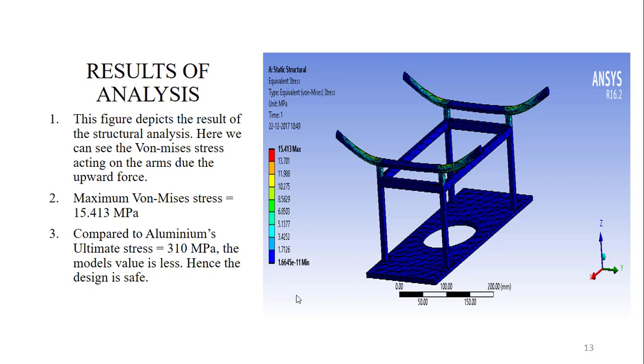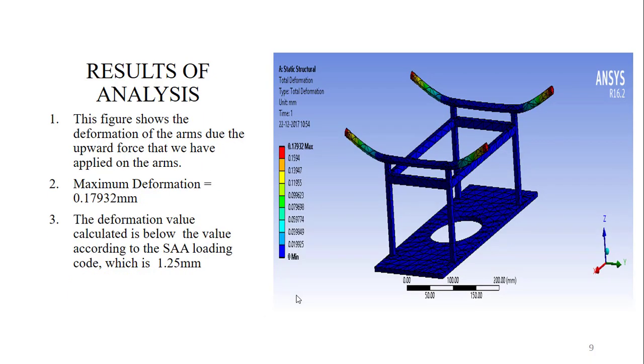The von Mises stress shown here is 15.413 megapascal. Compared to aluminium, it is very low, hence the design is safe. And also the deformation value shown over here is 0.7932, which is less than the SAE loading code limit, which for aluminium is 1.25 mm.